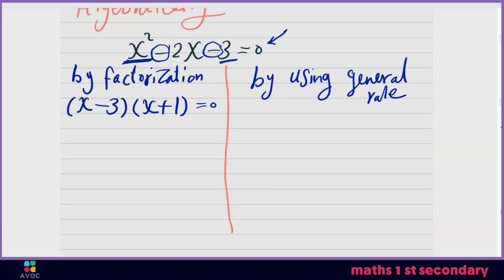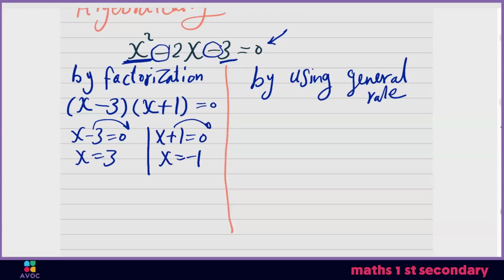If I have two factors, their product equals 0, so the first one may equal 0. So x here will be 3, or x plus 1 equals 0. So x here equals negative 1. So the solution set will be 3 and negative 1. Okay? Do you understand?